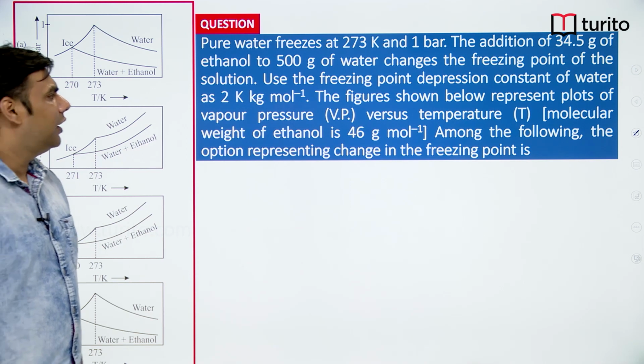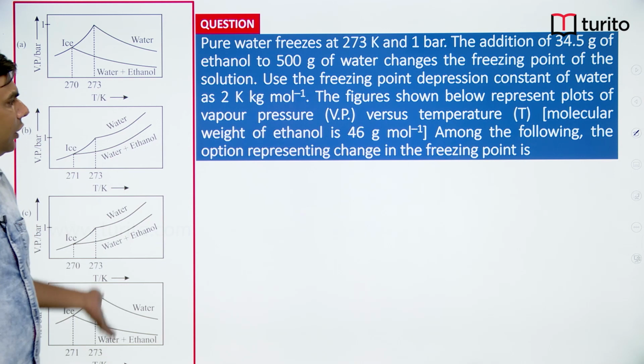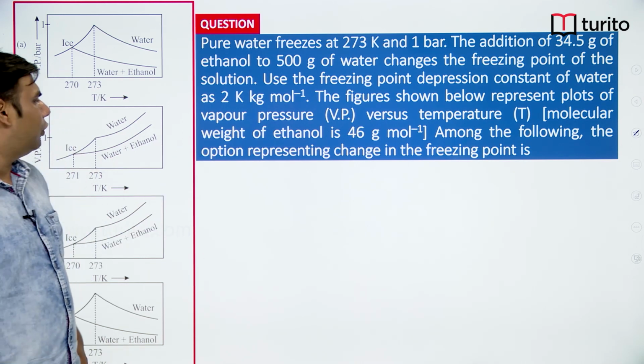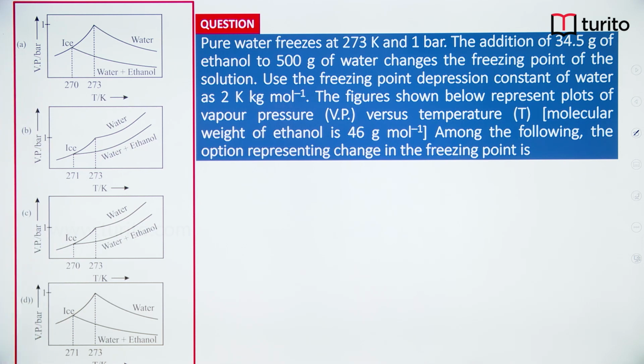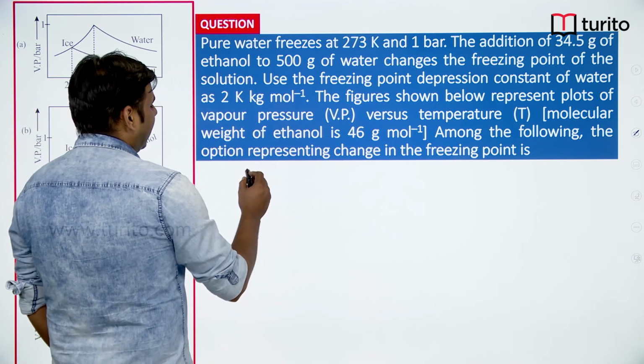The figure shown below represents plots of vapor pressure versus temperature. So some plot has been given to us. Molecular weight of ethanol is 46. Among the following, the option representing change in the freezing point is. Okay, so first let us see that we have added ethanol.